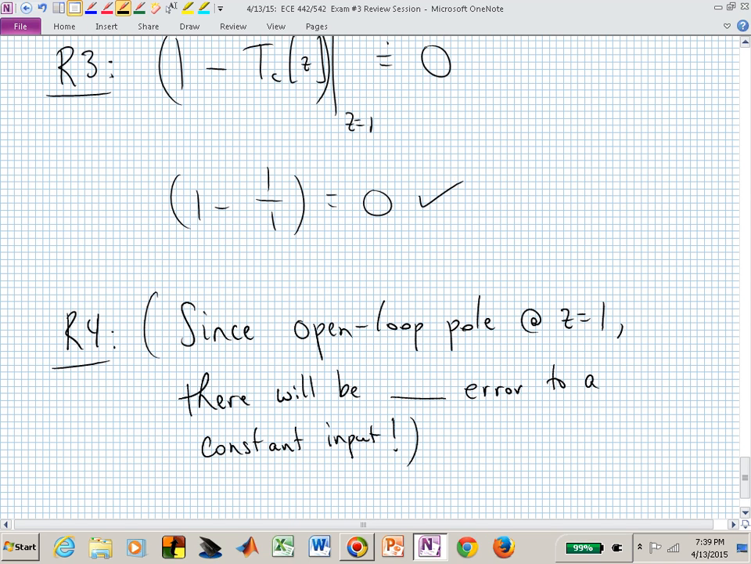If our closed loop system is stable, is our closed loop system stable? T sub C of Z, we would be looking at the denominator, and the roots of that are inside the unit circle. They're at the origin, so it's stable. What's the steady state error due to a constant input when we have a pole at z=1? That's like our PI controller, isn't it? It forces a pole at 1. There will be zero error to a constant input in this system.